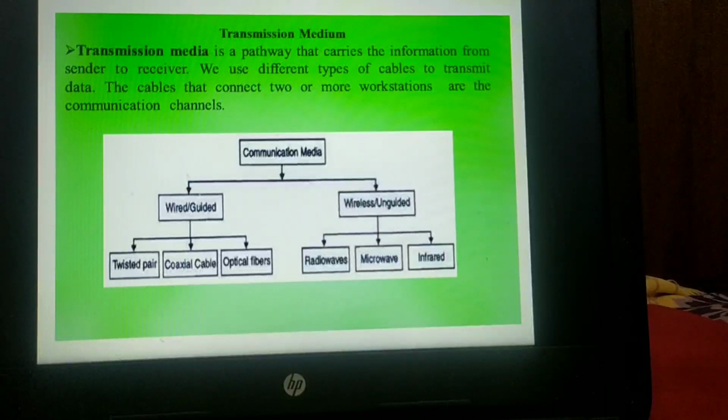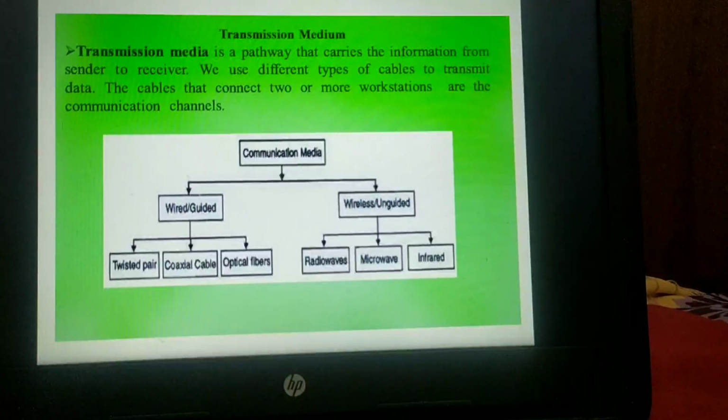Hello students, in this video we are going to study about the transmission medium. In our previous video we studied the different topologies which were used, and how the node arrangements are done in order to transmit the data. Here we are going to study what kind of cables we are using, whether wired based or wireless based, in order to transmit your data from source to the destination.